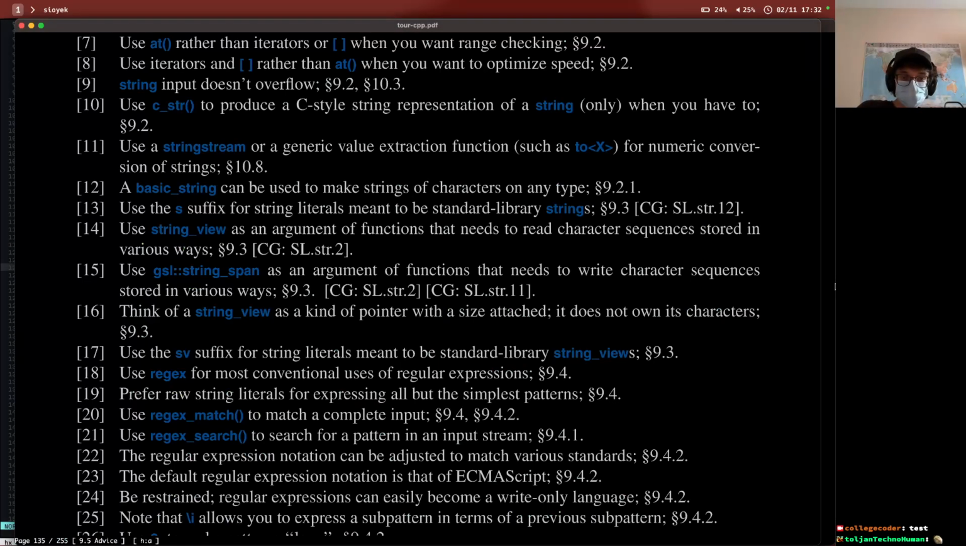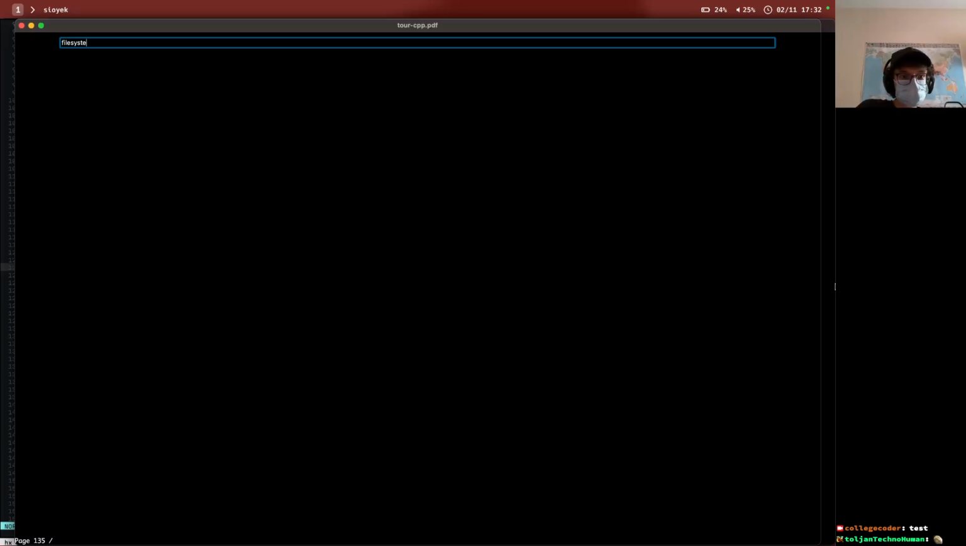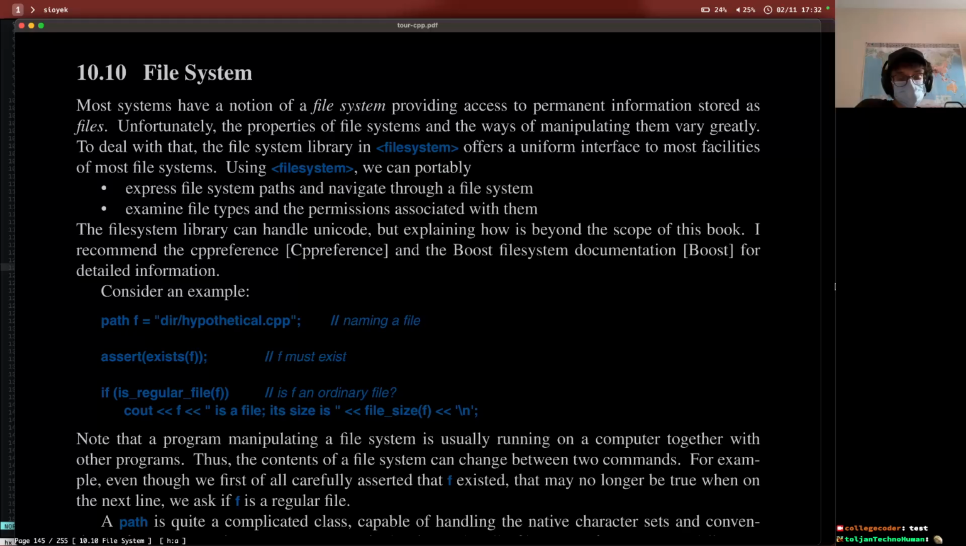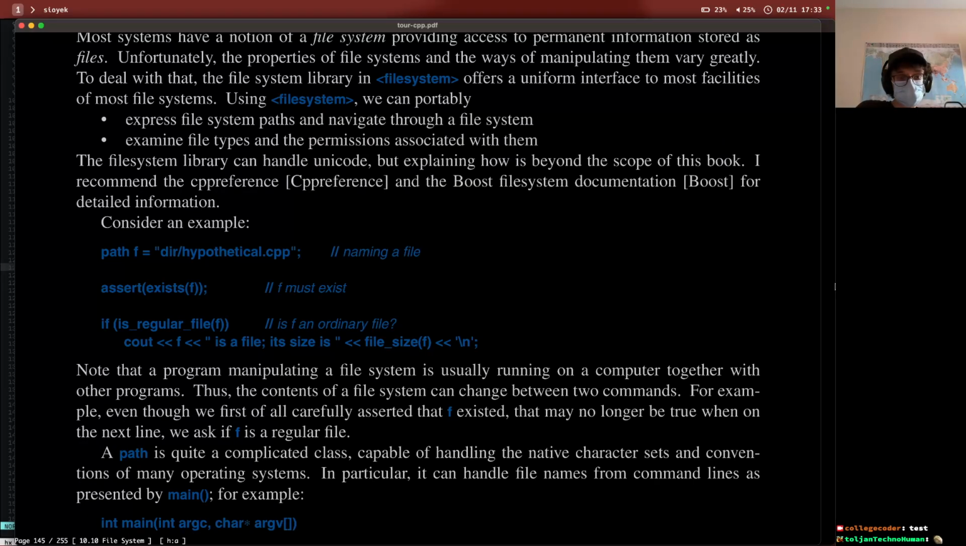So let me check out the info on file system. According to Tour of C++, most systems have a notion of a file system, providing access to permanent information stored as files. Unfortunately, the properties of file systems and the ways of manipulating them vary greatly. To deal with that, the file system library offers a uniform interface to most facilities of most file systems. Using file system, we can portably express file system paths and navigate through the file system, examine file types and the permissions associated with them, whatever.